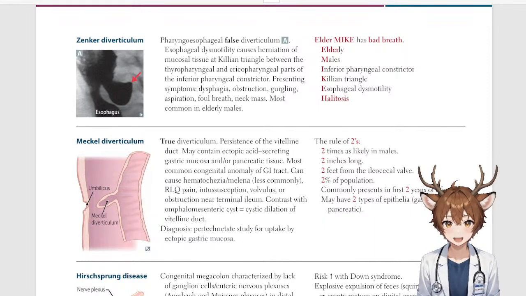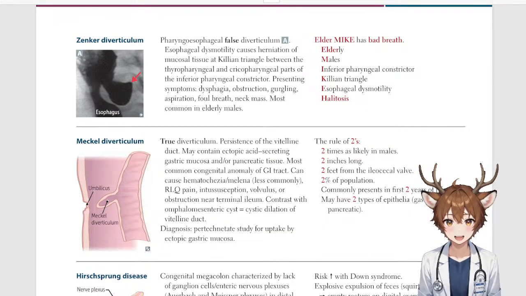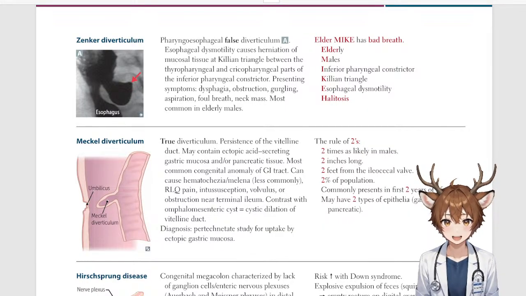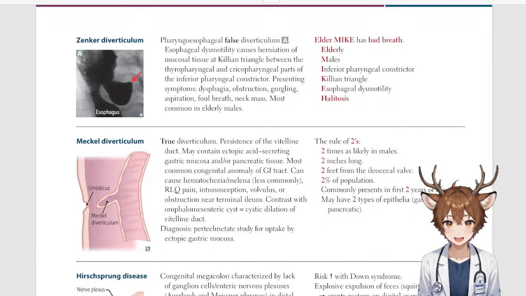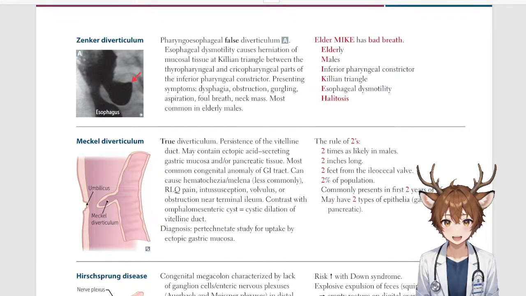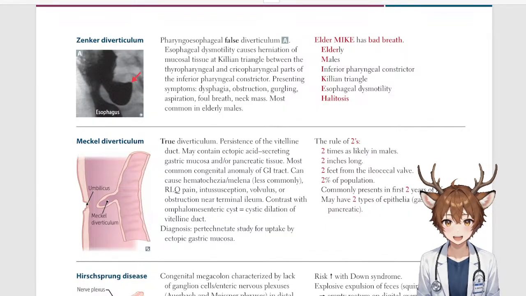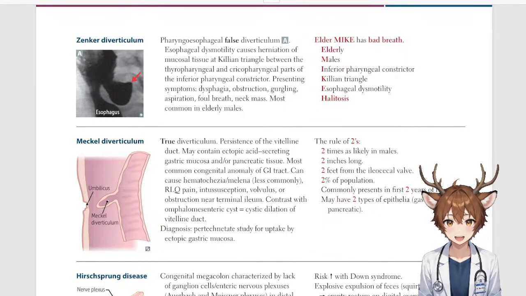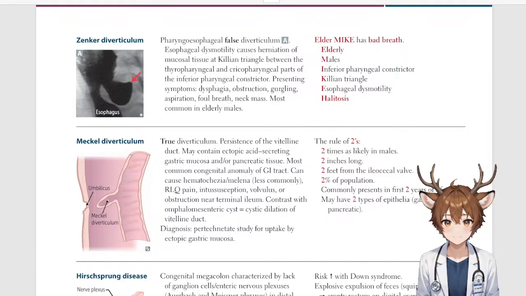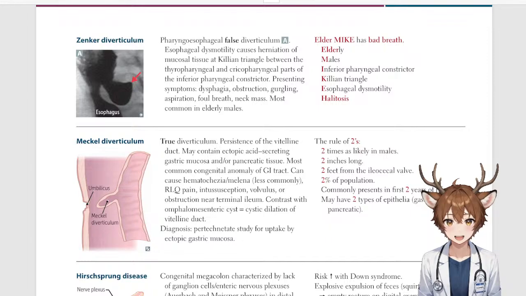So what about Meckel diverticulum? Meckel's is a true diverticulum, persistence of the vitelline omphalomesenteric duct, and may contain ectopic acid-secreting gastric mucosa or pancreatic tissue. It is the most common congenital anomaly of the GI tract, can cause painless hematochezia and occasionally melena, and less commonly right lower quadrant pain, intussusception, volvulus, or obstruction near the terminal ileum.